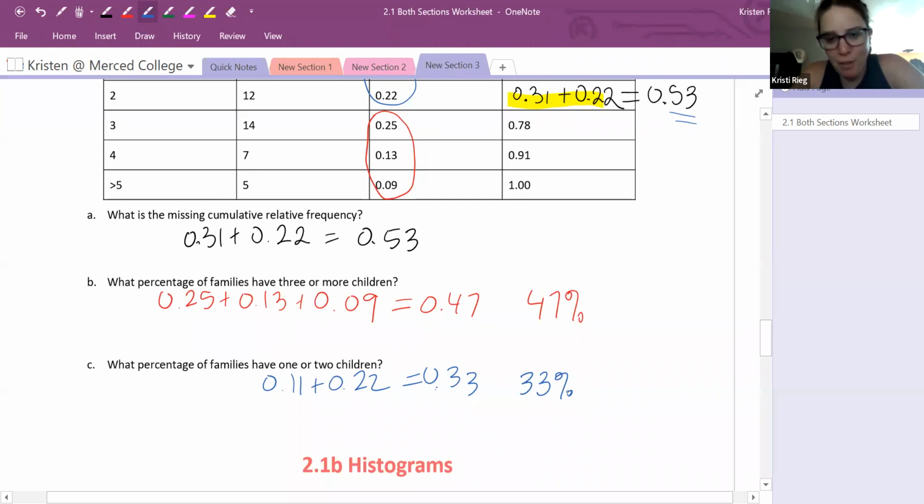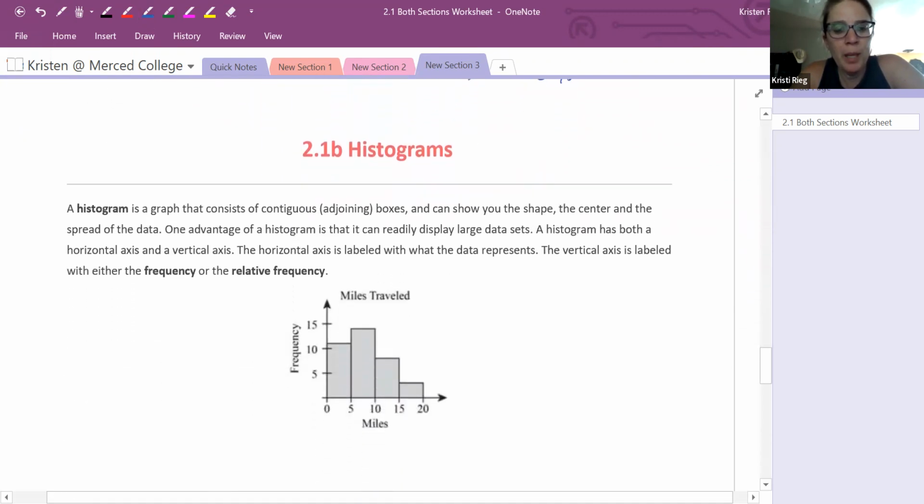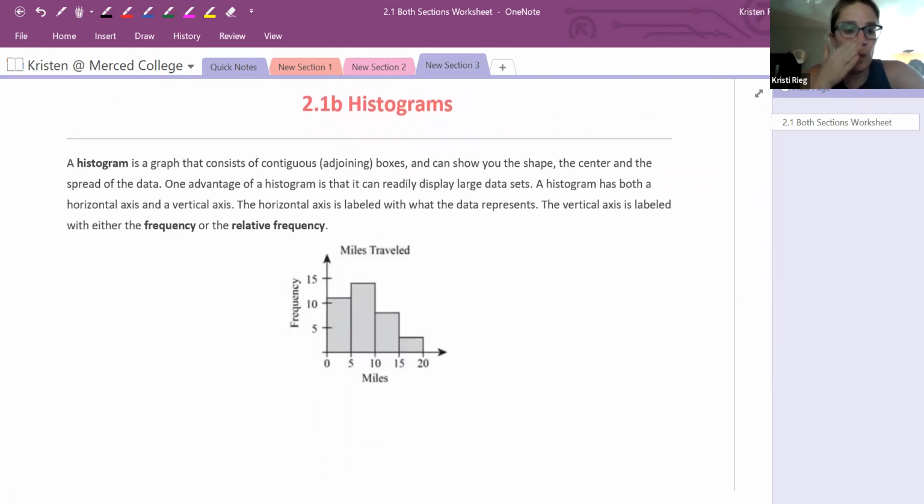Okay, enough with tables. Well, we're going to have tables, but we're going to make them look like pictures now. So 2.1b is histograms. A histogram is a graph or a picture that shows you the shape. Histograms are going to be with us for a long time in this class, but we can see this shape right here, and it can show you the center.